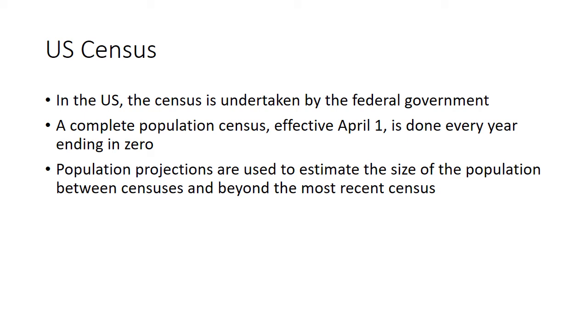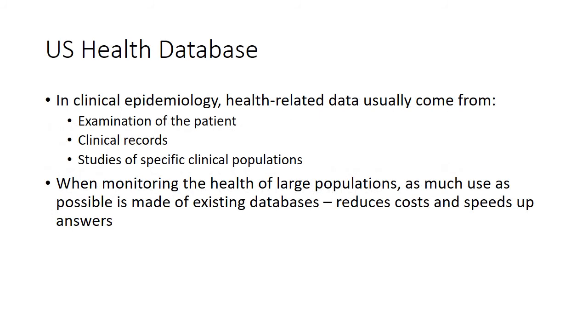epidemiologic studies. So the reason why we use this kind of national information is because we can apply this back to clinical epidemiology, where we're usually going to be focusing on a much smaller subset of patients. And so when you're doing clinical epidemiology, a lot of that data comes from things like examination of the patient, if you have clinical records available, or if you have any kind of specific studies being done in a particular population that you're interested in.